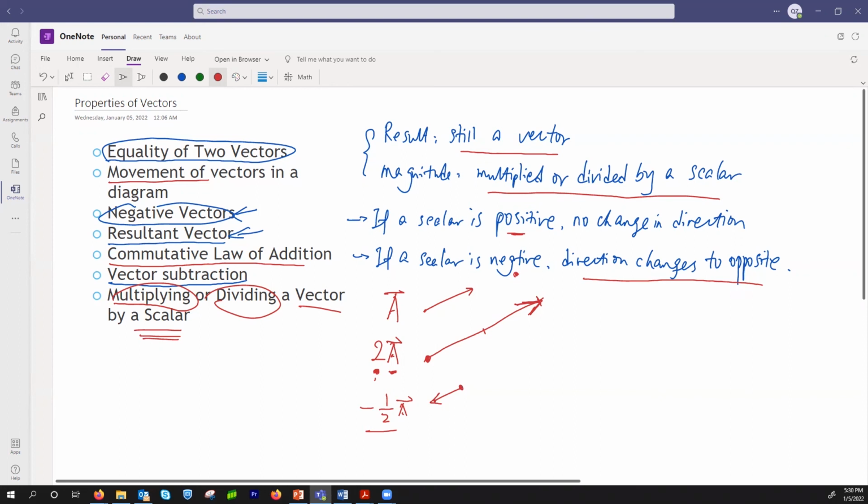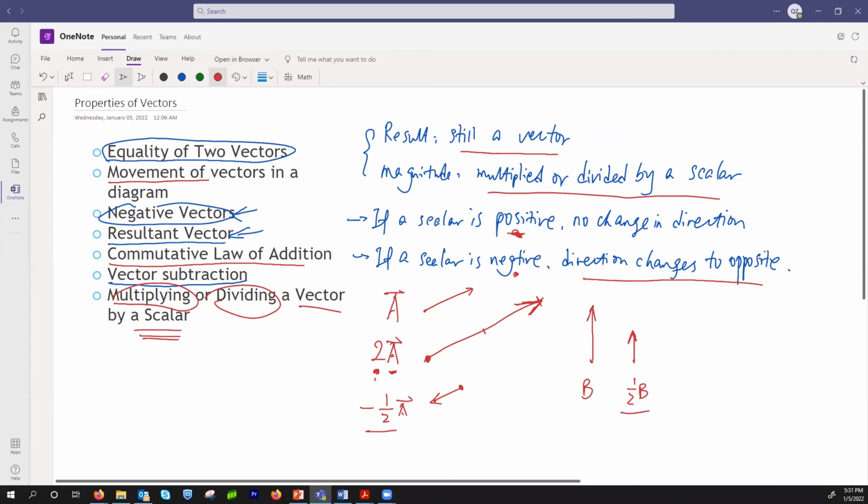Let's try another example. What if I have a vector B going up, and we are looking for a new vector, let's assume 1/2 B. The result will still need to be a vector, which means it has not only a magnitude, but also a direction. The magnitude in this case is divided by 2, which means it's shortened by half, so it'll be half of the size. The scalar right now is positive because it's positive 1/2, so the direction does not change. So it is still going up. This will be the final result we're looking for.